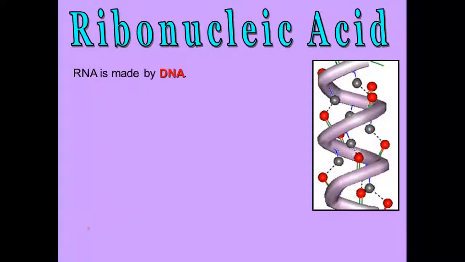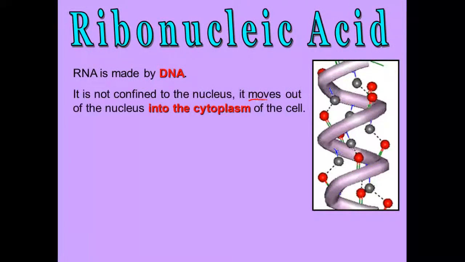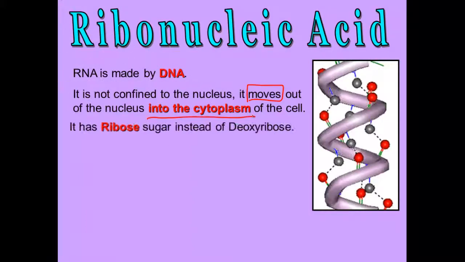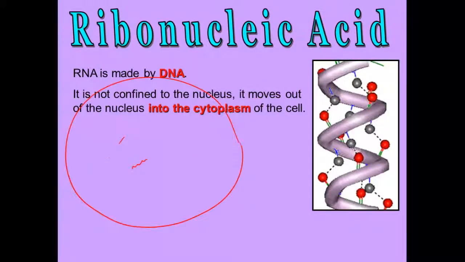Now let's talk about RNA for a little bit. RNA is made by DNA, so RNA is really just a copy of one section of a DNA molecule. What's different about RNA is that it doesn't have to stay in the nucleus. It can actually move out of the nucleus and go into the cytoplasm. So you see here the nuclear pore, the nuclear envelope, and the RNA can go outside through a pore, and then it's going to go out and find itself a ribosome. And the ribosome will help the RNA make a protein.